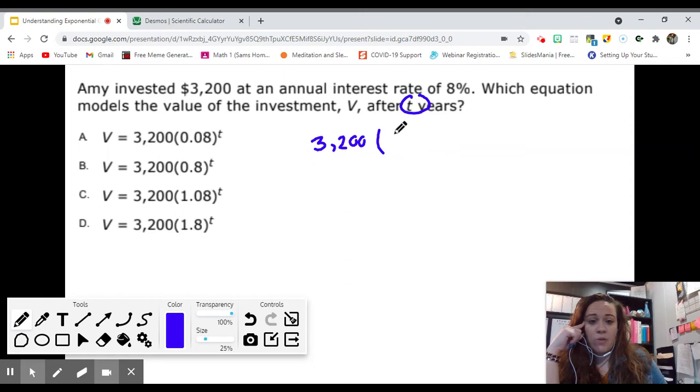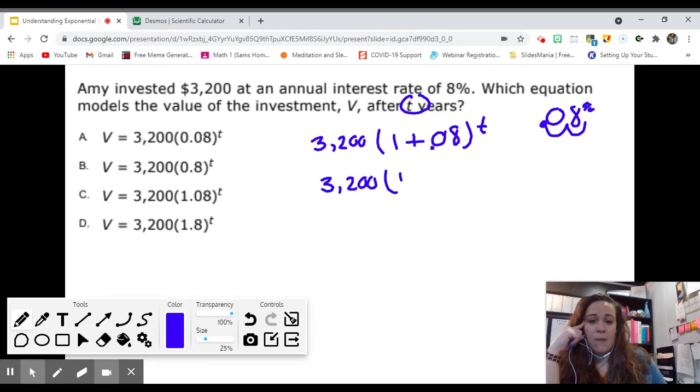We know it was a growth, so I'm going to do 1 plus my percent, and my percent was 8%. I'm going to change it to a decimal by taking it back 2 decimal places, or technically dividing by 100, and then T is there. So 3,200 times 1.08 to the T power. So C is going to be your correct answer for that one. And the incorrect answers have the decimal point in the wrong place with the percent being 8. So just be very, very careful with that.